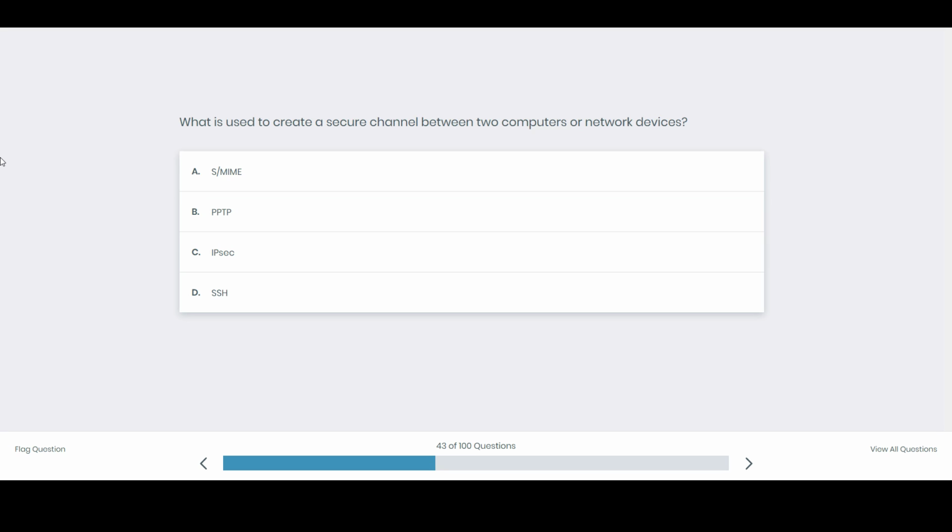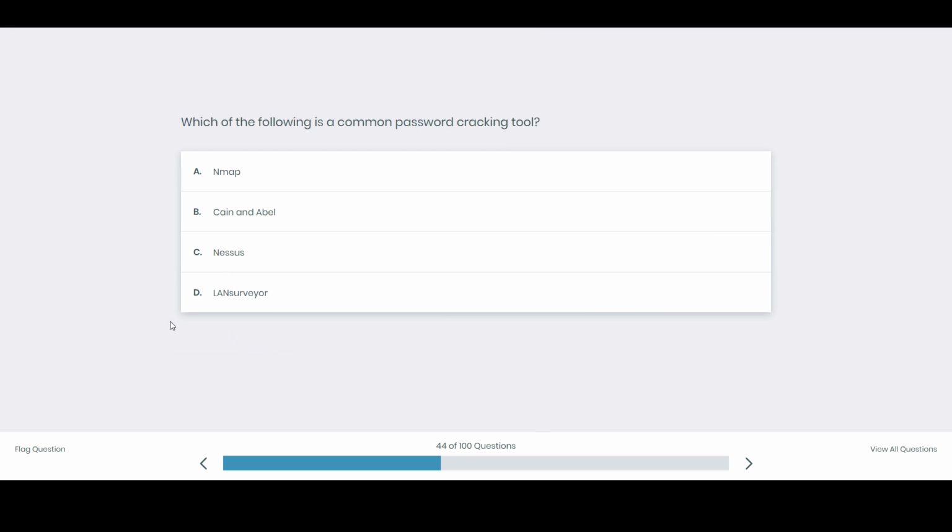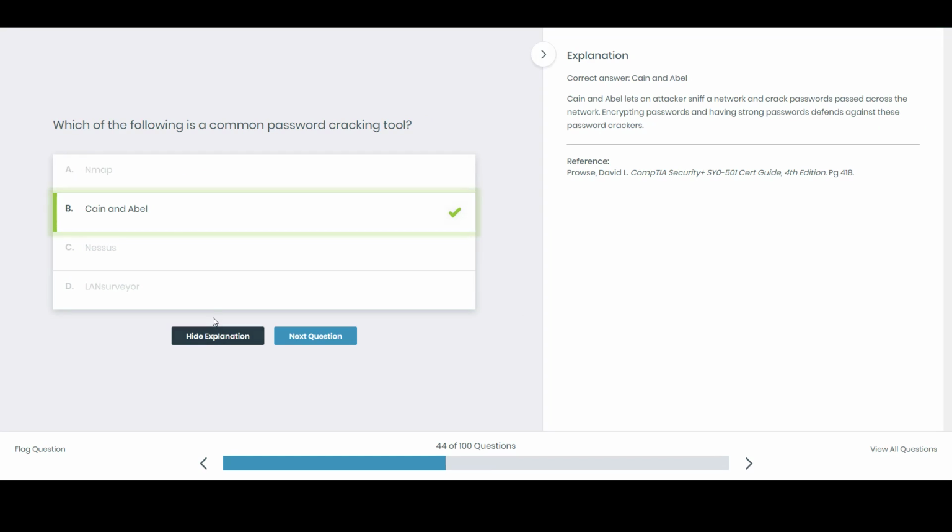What is used to create a secure channel between two computers or network devices? From the words secure channel, this is the only one, SSH, Secure Shell. It's a protocol that can create a secure channel between two computers. Which of the following is a common password cracking tool? This is Cain and Abel. Cain and Abel lets attackers sniff a network and crack passwords.